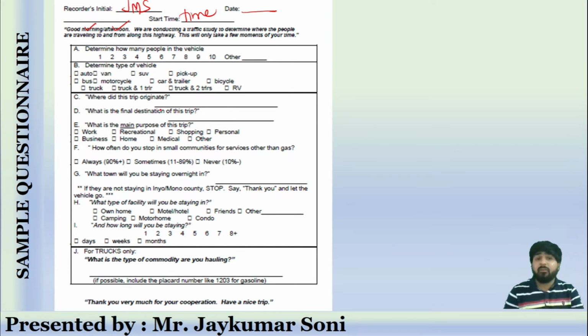Then I will mark what was the trip origin. I will write down the name of the place. I will write down the name of the destination also. Then I will mark the main purpose of the trip. Then I will ask how often do you stop in small communities for services other than gas? So this is the kind of questionnaire. This is the sample questionnaire.